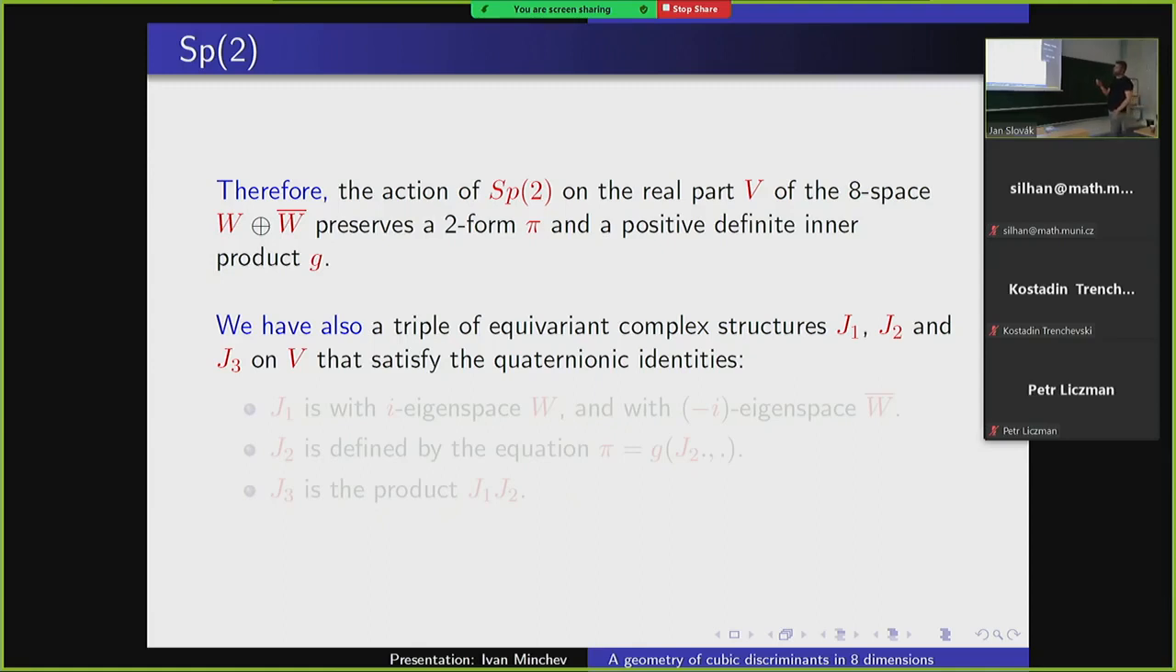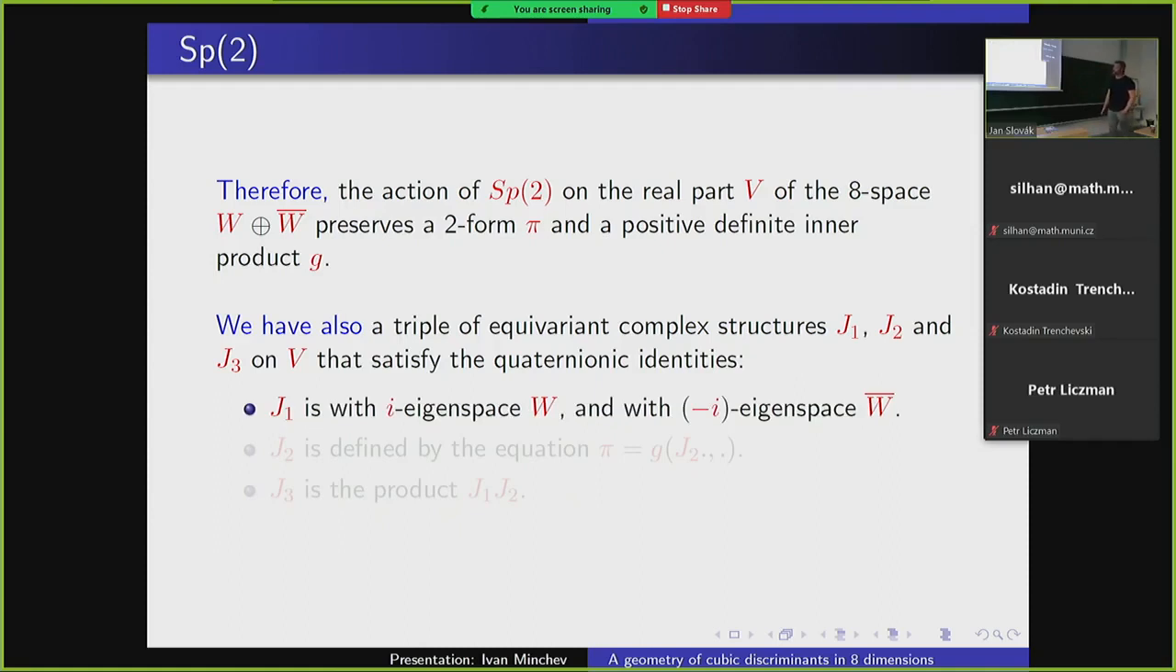Now V will be for me the real part. So of course W plus W bar has an obvious conjugation on it. So we have a real structure. So we can think of this 8-dimensional complex vector space as the complexification of a certain 8-dimensional real vector space, which will be V for me in the talk. And then, of course, Sp2 is just the stabilizer of the 2-form that descends to V, and of the compatible inner product g that we have on this vector space.